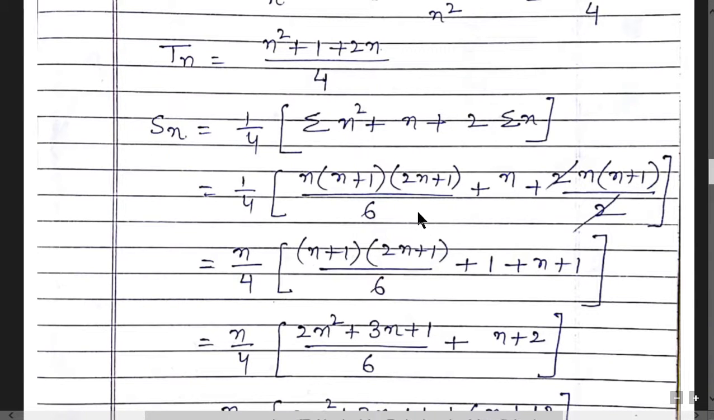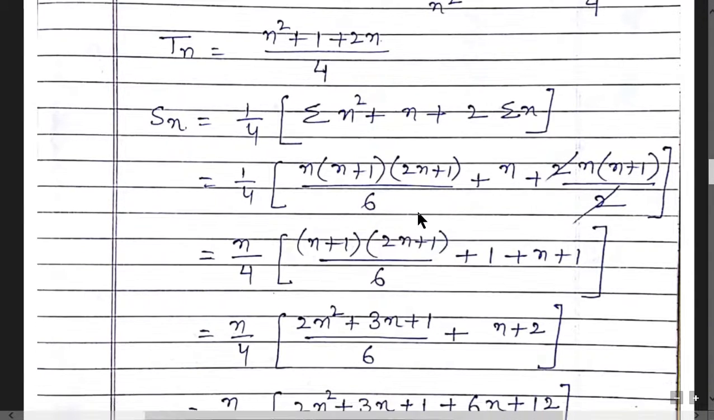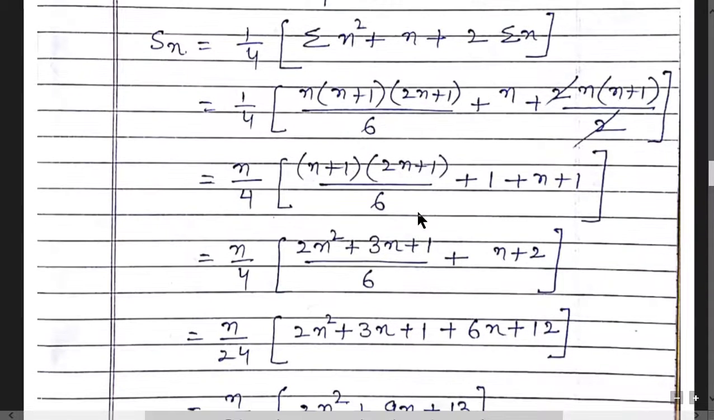Now insert the values of sigma n square and sigma n. Basically these are the summation formulae. Now take n common. It's n plus 1 into 2n plus 1 divided by 6. It's 1 and here n plus 1. Now take the LCM.